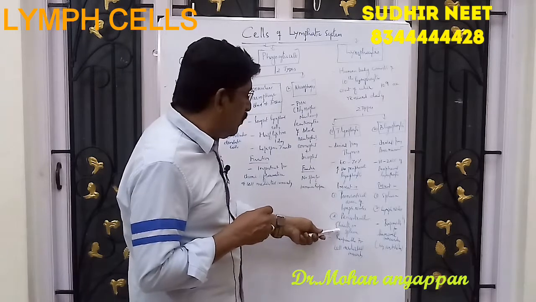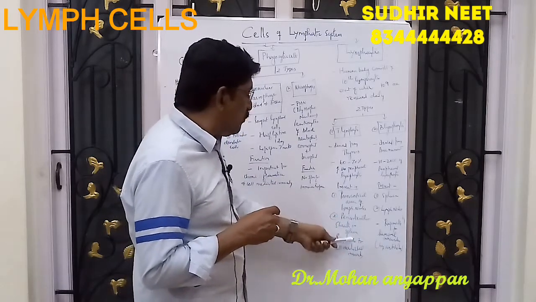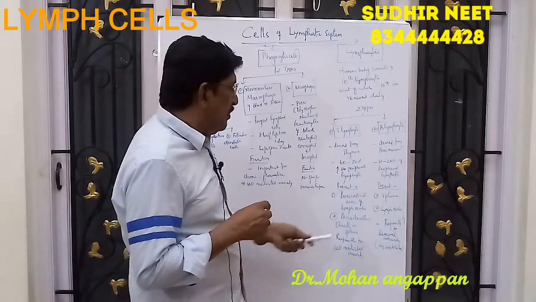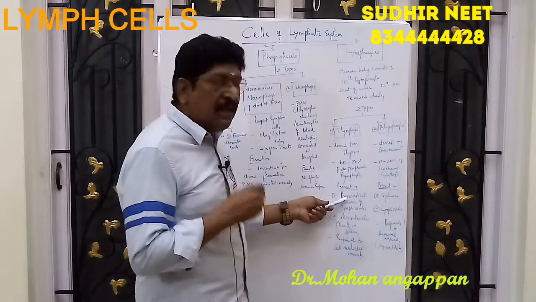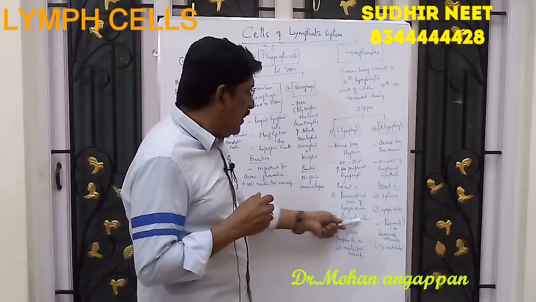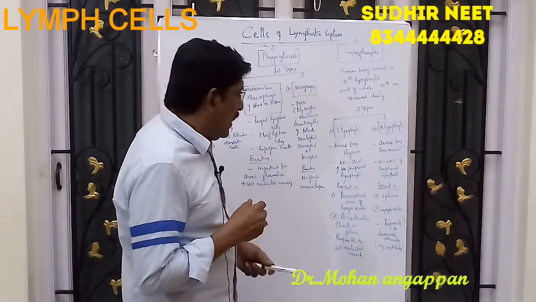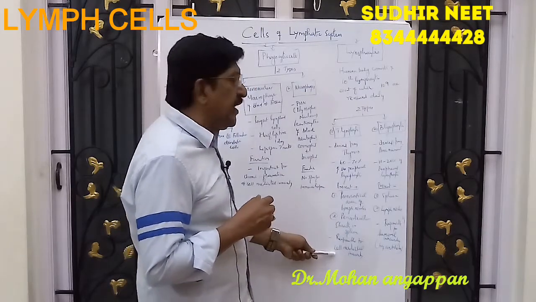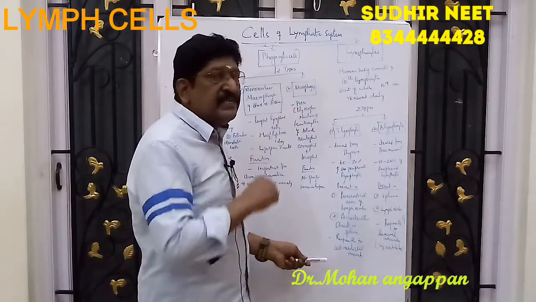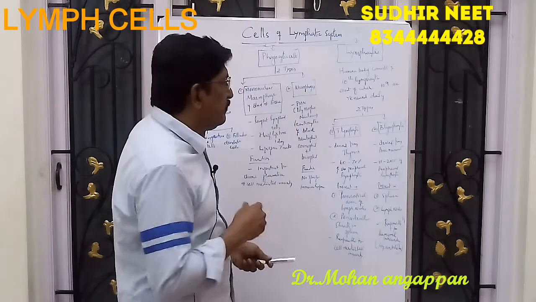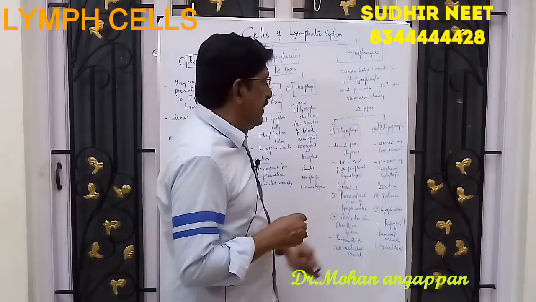And then number two, in the spleen, the outer peri-arteriolar sheath. So they are present in lymph nodes and the spleen. In lymph nodes, in the paracortical area, in the spleen, the outer peri-arteriolar sheath. It is responsible for the cell-mediated immunity. They attack the cells directly.